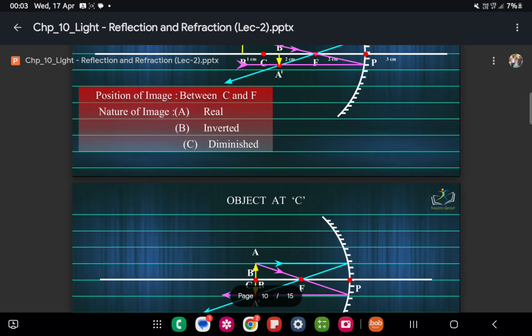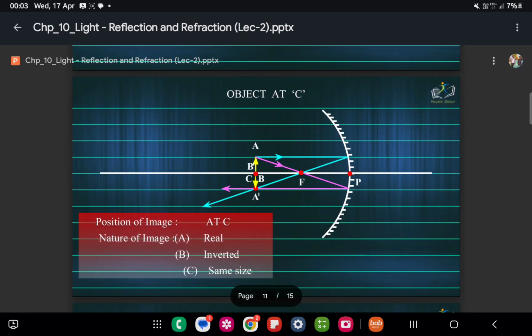Then in another case, the object is at C. Here the object is already at the C position. The object we have kept is represented by AB, which means the image, A dash B dash, we will also get at C only. We are getting the image at C only.